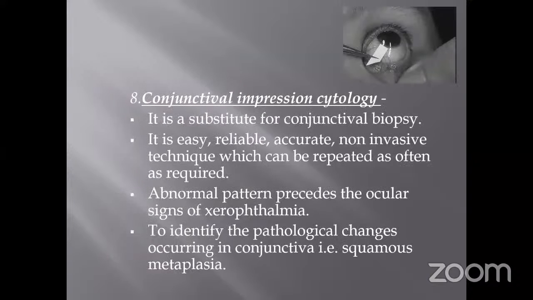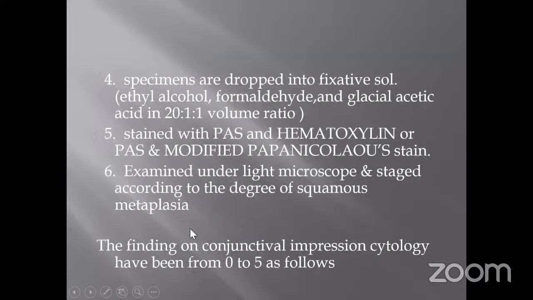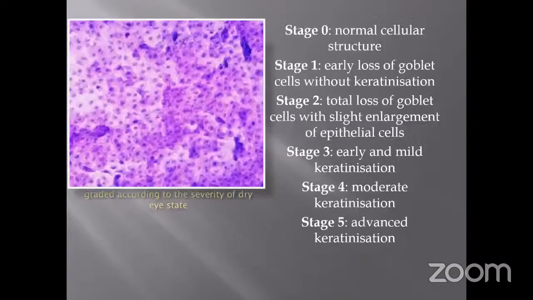Another important thing is conjunctival impression cytology. Cellulose acetate paper strips are applied near the limbus on the bulbar conjunctiva, kept for 3 to 5 seconds, then removed. An impression is taken, and we look for squamous metaplasia. These are dropped into fixative, stained with PAS and hematoxylin, and examined under the microscope to look for the degree of squamous metaplasia. Depending on the findings, we grade it from 0 to 5. Not needed for you.